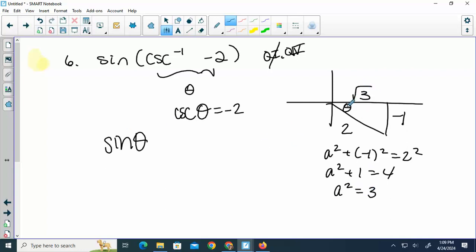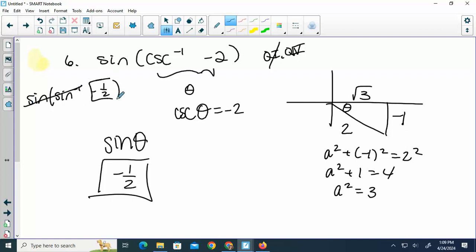And then if I ask you sine, opposite over hypotenuse, nope, that's cosine. It's just a negative 1/2. If you had caught it from the beginning, cosecant inverse would be the same as sine inverse of negative 1/2. And those cancel and just give you the negative 1/2. So 2 ways there. Either one will get you the final answer.